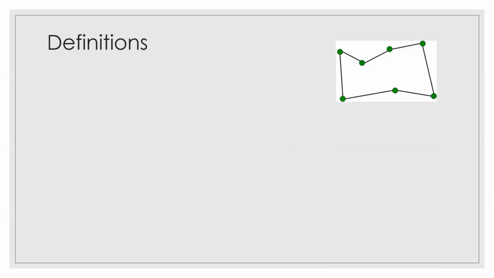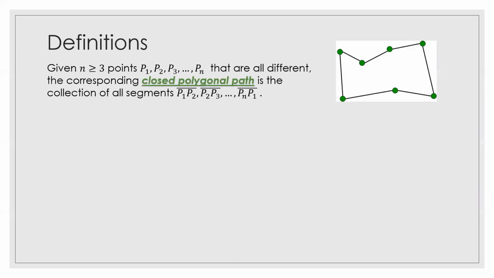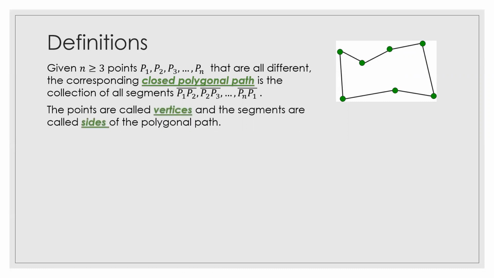Okay, take a look at that. You have a bunch of points, and those are being connected by line segments. So a closed polygonal path is the collection of all of those segments. We're going to use this idea of a closed polygonal path to define what a polygon is. These points are called vertices, and the segments are called the sides.